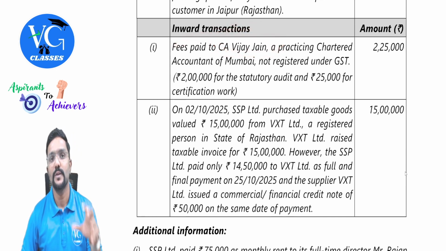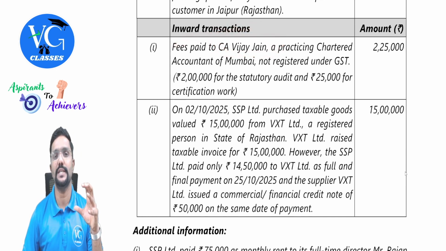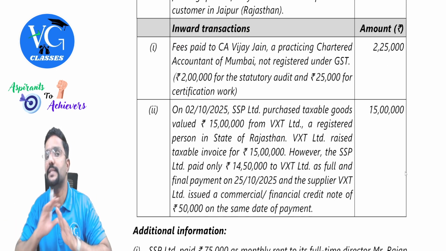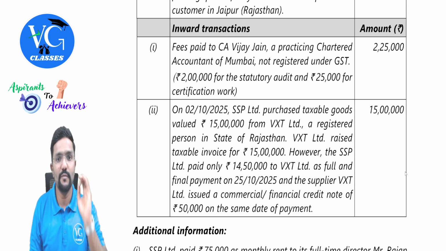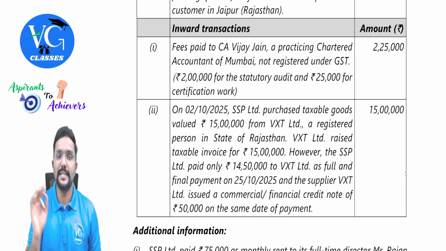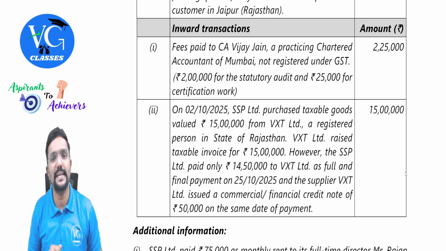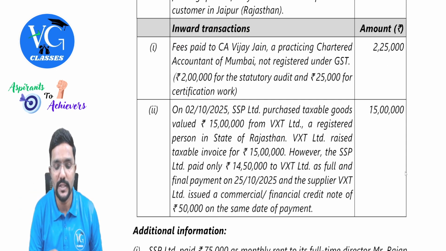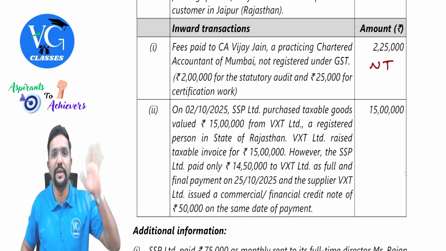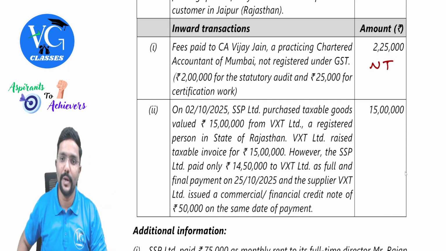Who is supplier here? Vijay Jain. So Vijay Jain is not registered under GST. So he is not liable to pay GST. So can he charge and collect it from the recipient? No. So Vijay Jain would have not charged GST to SSP Limited. And SSP Limited is not liable to pay tax under RCM. So that means on this 2,25,000, there is no tax. It is not at all taxable. No input tax. Okay, sir.